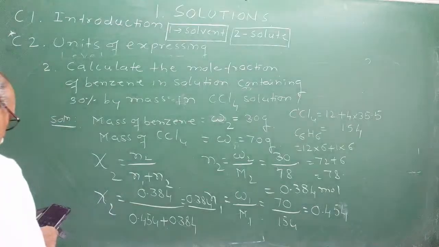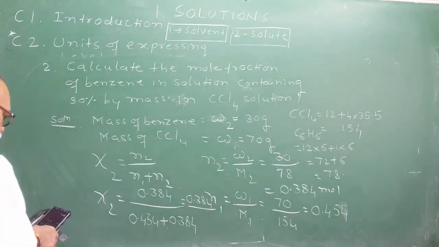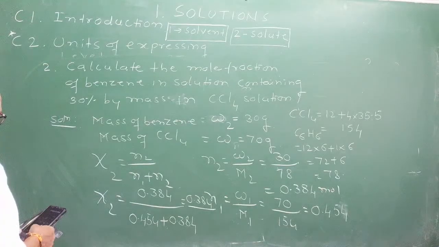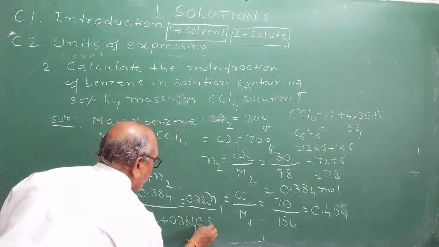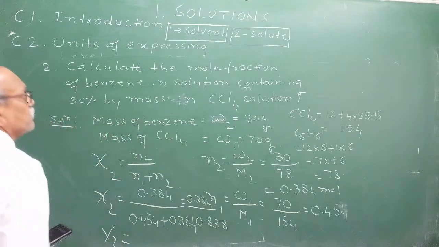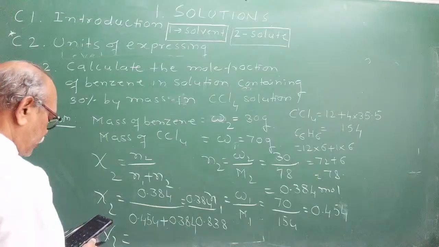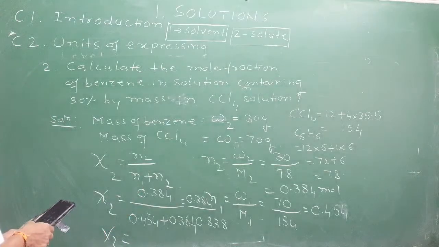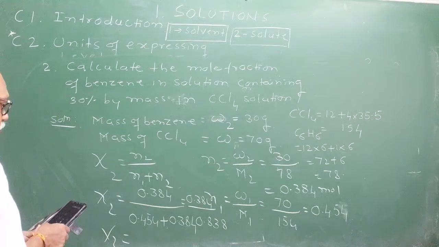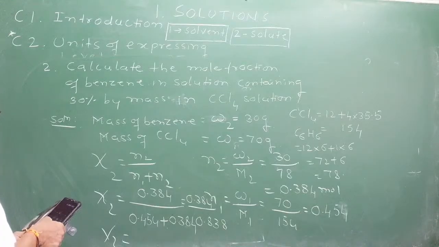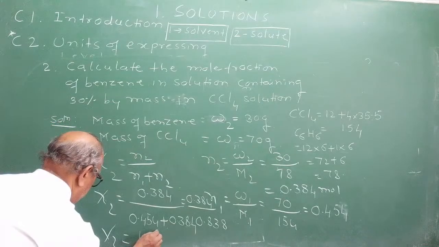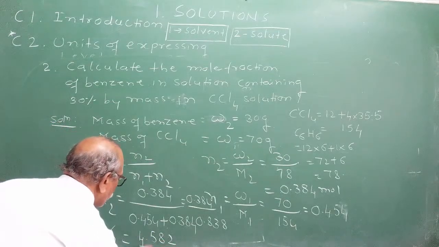You add 0.454 plus 0.384, which is equal to 0.838. The mole fraction of the solute benzene is given by dividing 0.384 by 0.838. You will get 0.4582 as the mole fraction.